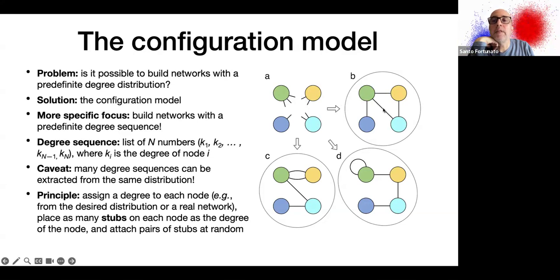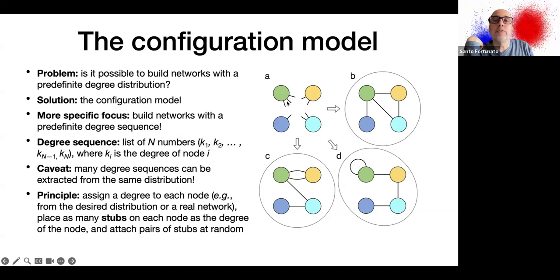The green node will always have 3 neighbors. Of course, what happens is that if the network is not so large, and it also depends on how heterogeneous your degree distribution is, you can also have multiple edges, like in this case, 2 edges connecting the same 2 nodes, but also a loop, because the 2 stubs that you take can be attached to the same node.